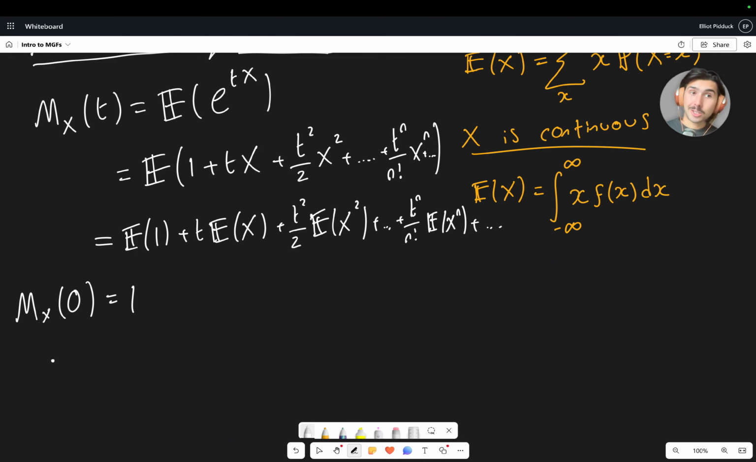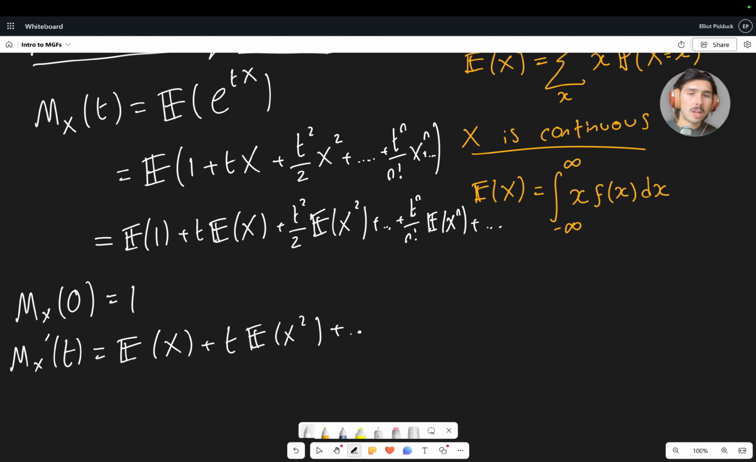This is the interesting part. If I differentiate the moment generating function, looking at this expansion here, what will happen? Well, we can differentiate it term by term. It's really easy. So the expected value of 1 just disappears. And then we've got t times the expected value of x. Remember, we are differentiating with respect to t because t is the variable. So t disappears and we end up with the expected value of x. And the next term, t squared over 2, is just going to become t times the expected value of x squared. And of course, there's going to be loads of terms.